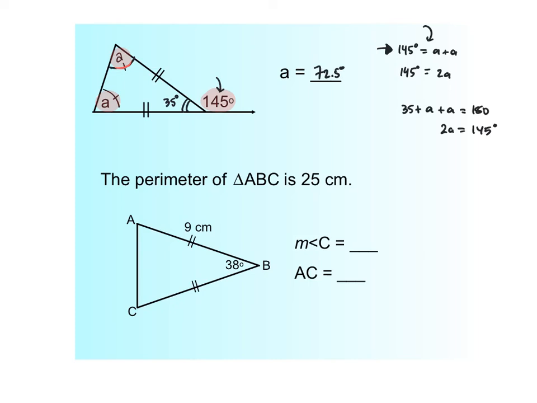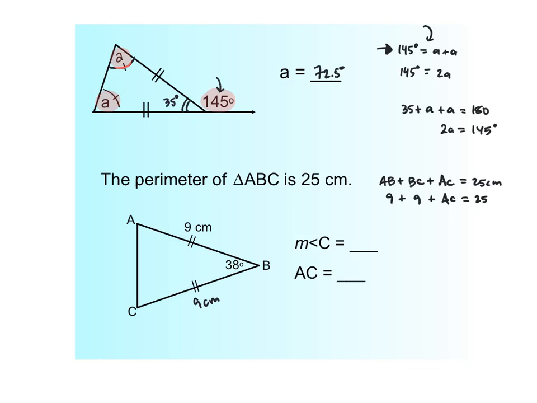I've got triangle ABC, and I know that the triangle's perimeter is 25. So if the perimeter is 25, that means that AB plus BC plus AC, those are all side length measurements, should be 25 centimeters. Well, I know that this is an isosceles triangle, right? I see the markings. Therefore, I can say that BC is also 9 centimeters. So I know AB is 9. I know BC is 9. I don't know AC's measure.